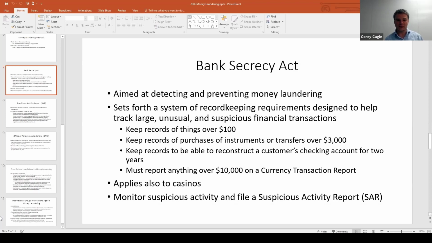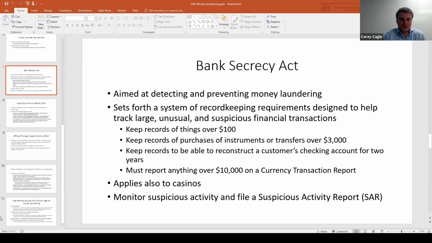Anything over $100 transfers, purchase of instruments over 3,000, any records to be able to reconstruct their checking account for a couple of years, report. And this is the important one, the fourth one there. You've got to report anything over 10,000 on an actual currency transaction report. And that's the whole thing where the smurfing comes into play, and they try to avoid that kind of thing. And this Bank Secrecy Act applies to casinos as well.